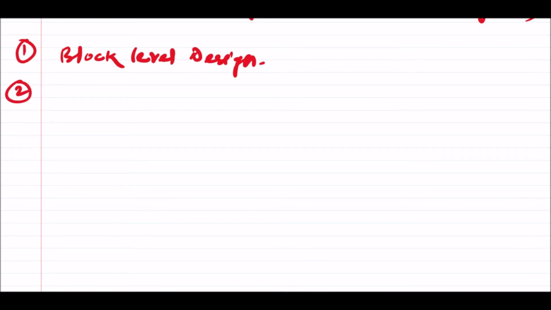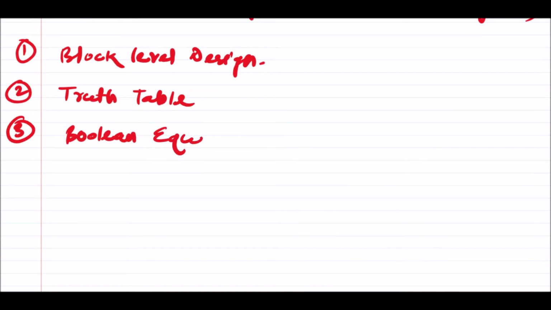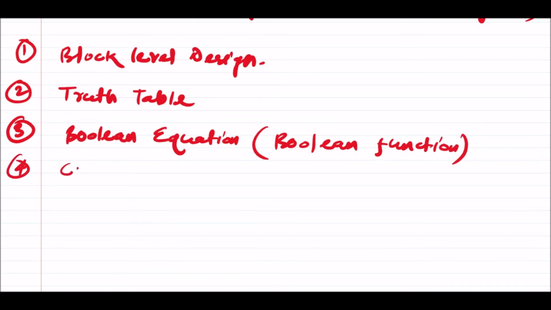So we need to understand a few things about every combinational logic circuit. It may be adder, it may be multiplexer, it may be code converter or anything. So the first thing is block level design. Second one is truth table. Third one is Boolean equation, which can also be called Boolean function. Fourth one is circuit level design. So we need to have the idea of all these four things.